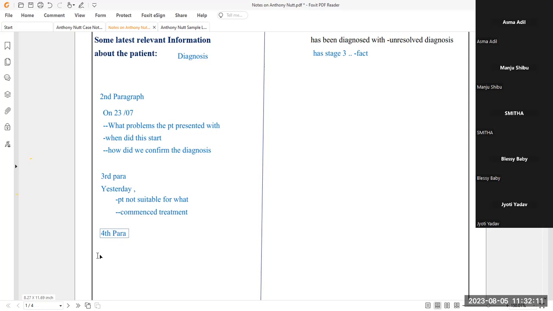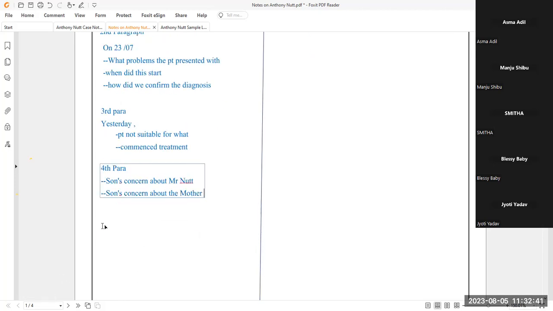During the family meeting, what did the son say? So whose concern will we write first? Son's concern about the father or about the mother? About the father. Son's concern about Mr. Nutt. Okay, all right. Now then what will we write? Son's concern about the mother. Okay. Then what would be the last next para?